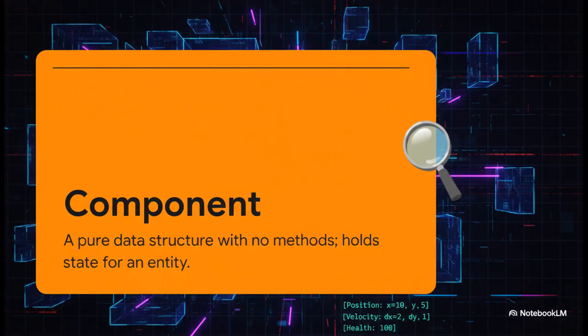So what exactly is a component in this world? Well, it's nothing more than a plain old data structure. Seriously, just think of it like a C-style struct. It has fields that hold the state for an entity, position, velocity, health, but absolutely no methods, no logic. It's just a bucket for data.